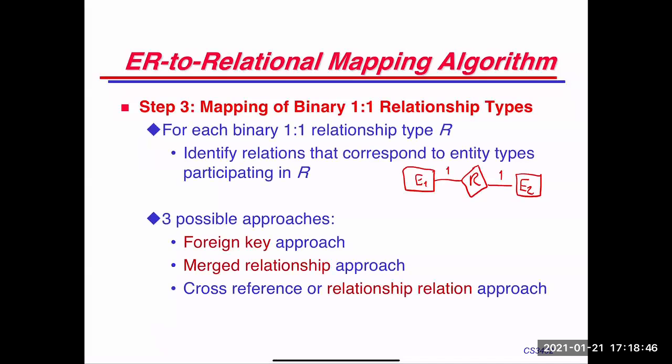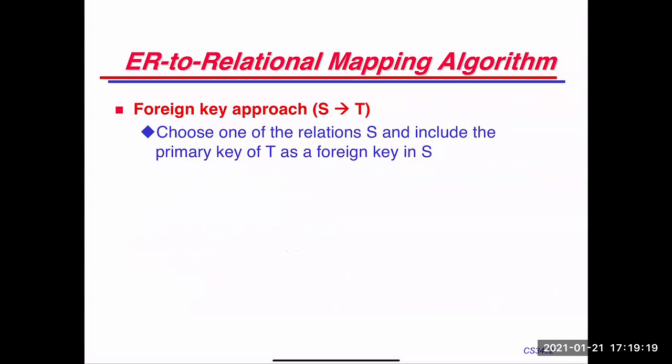Okay, so coming back to how we map these binary one-to-one relationships. There are three possible approaches: the foreign key approach, the merged relationship approach, and the cross-reference or relationship relation approach. Let's discuss each one of these separately, but just keep in mind that usually you will probably want to use the foreign key approach, unless there are some other constraints that stop you from doing that, if you have a one-to-one relationship. Okay, so let's start with the foreign key approach.